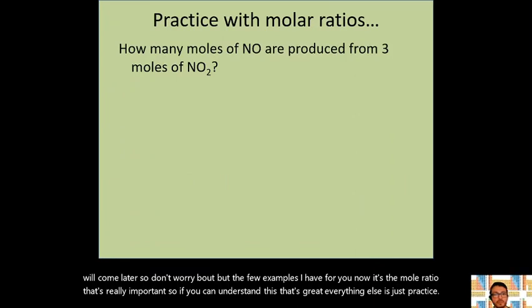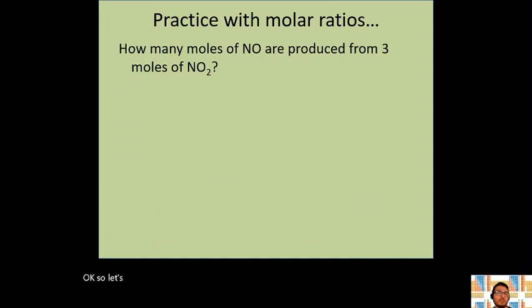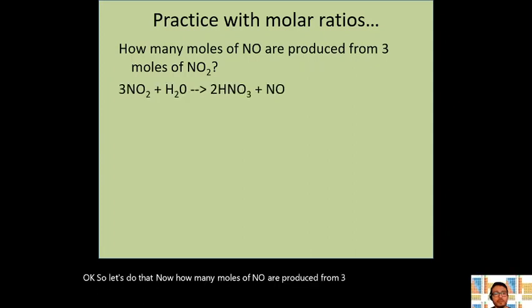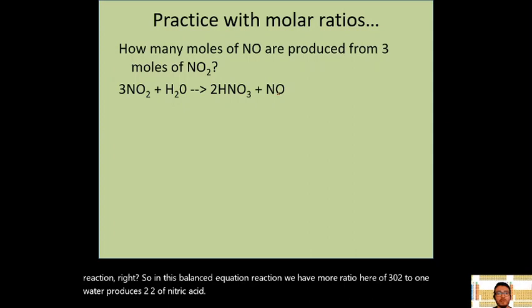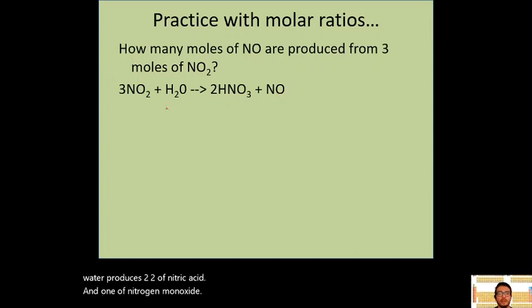Okay, so let's do that now. How many moles of NO are produced from 3 moles of NO2 in this reaction? In this balanced equation, we have a mole ratio of 3 NO2 to 1 water, which produces two of nitric acid and 1 of nitrogen monoxide. So the question is, how many moles of NO are produced from 3 moles of NO2?